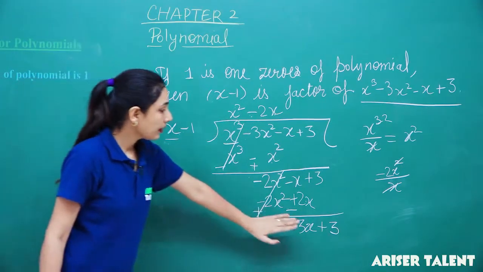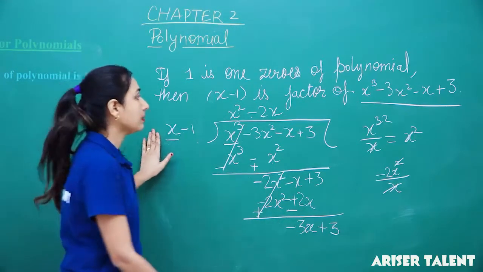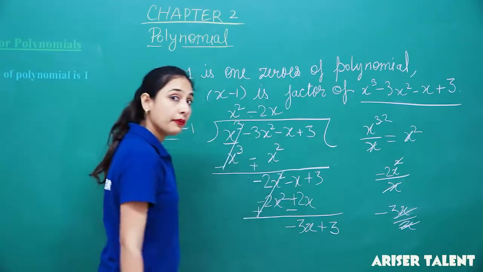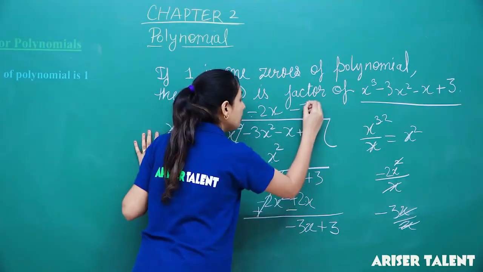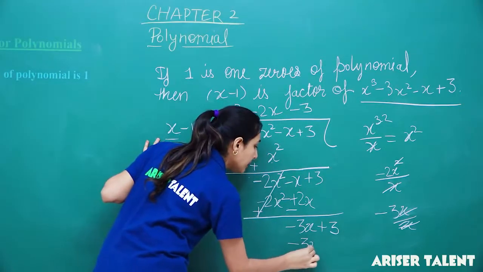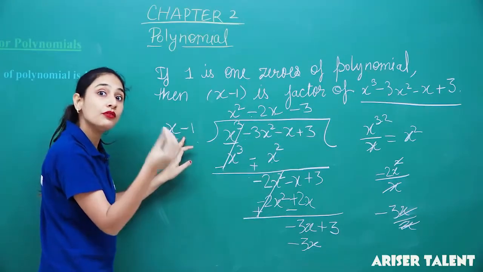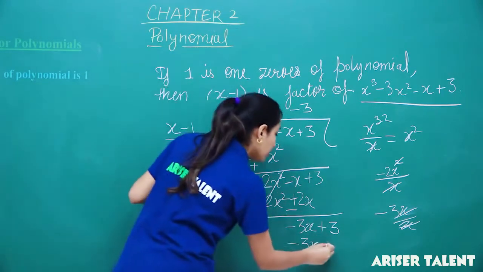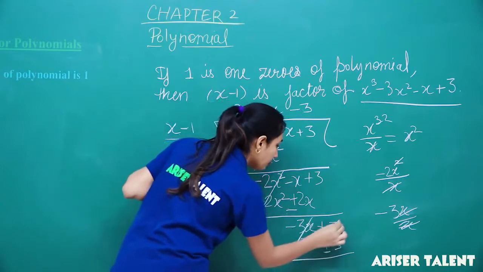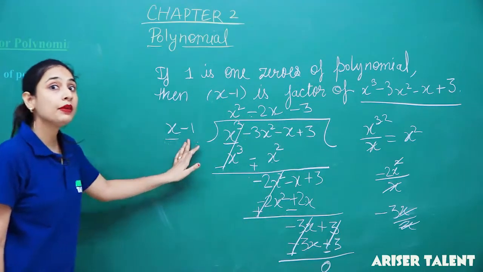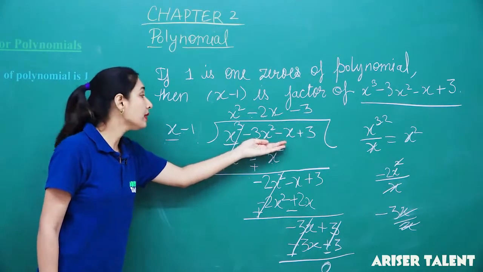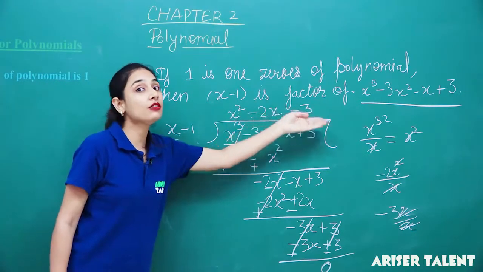Now minus 3x divided by x gives minus 3, so write minus 3 here. Simply multiply this: you will get minus 3x here, and minus 3 times minus 1 is plus 3. Now change the sign and you will get 0. That means the second factor of this polynomial is nothing but x square minus 2x minus 3.